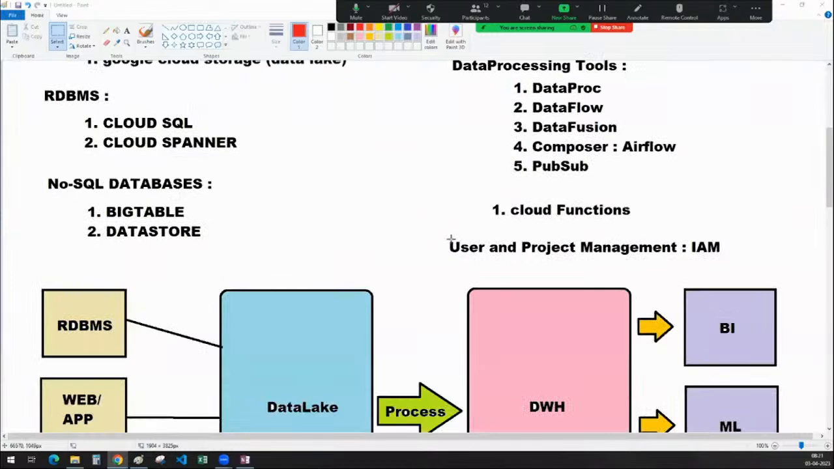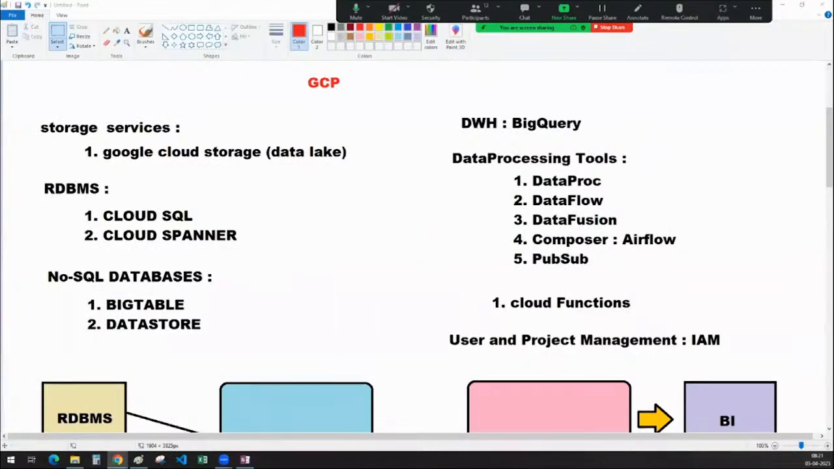This is the course content and everything, guys. If you have any questions, you can ask me. Otherwise, if you have time, I will tell you how to create a free tier account today itself.